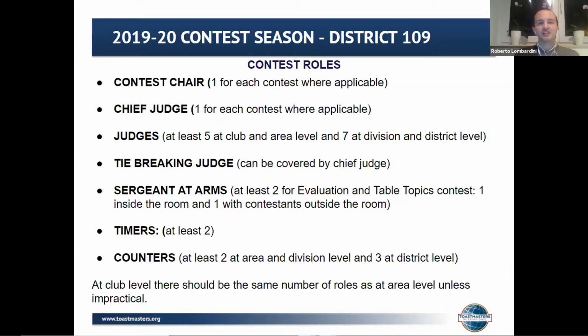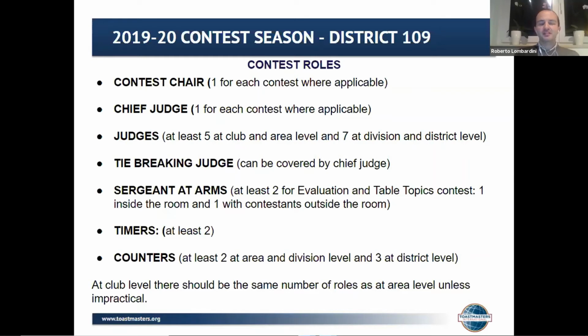There is a tie-breaking judge. This is a secret one. Can be the chief judge himself if, of course, he is not competing in the same contest in another area. There are then the additional 3 roles. The sergeants at arms are people who have to assure that nobody enters the room and nobody exits the room while a contestant of any contest is speaking. So they should stay close to the doors in order to be aware of that. And then they have an active role for evaluation and table topics that we will see later. So we need usually 2 of them.